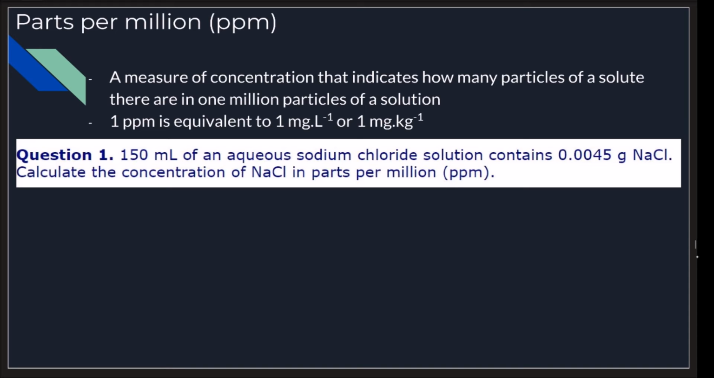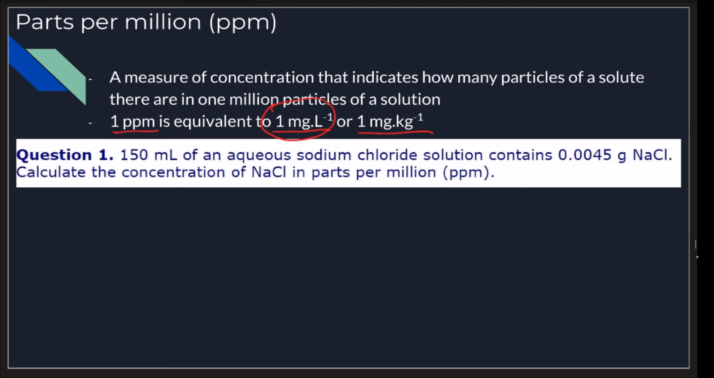So let's have a go at a question. So we have 150 mL of aqueous sodium chloride, and that contains 0.0045 grams of sodium chloride. So calculate the concentration of NaCl in parts per million. Now, very importantly, 1 part per million is equivalent to 1 milligram per liter, or 1 milligram per kilogram. So what I'm going to do is convert to milligrams per liter in order to calculate this.